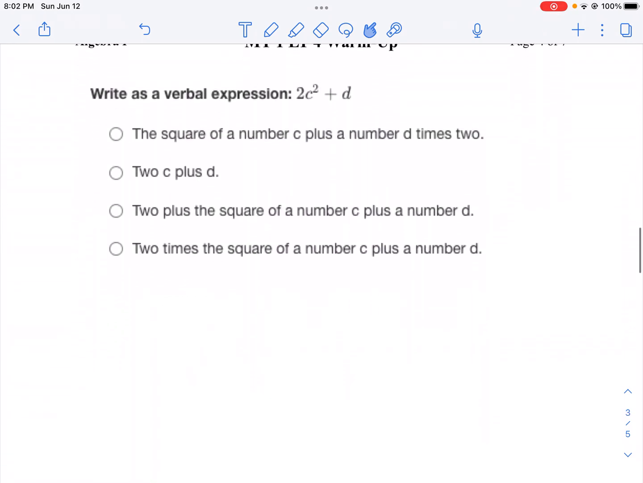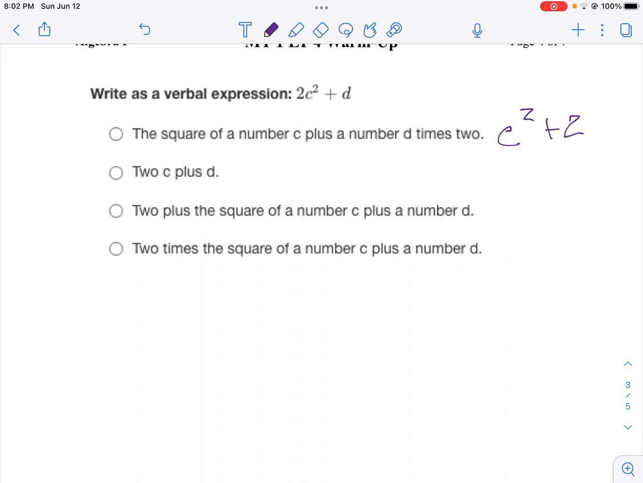Let's take a look at another problem here. Now I want to write this out just backwards. Now I want to do it verbally. So notice what I'm doing. I'm taking 2, I'm multiplying it by c squared, I'm going to add d. So the first one, the square of a number c, so that would be c squared, plus d times 2. So it would be plus 2d.